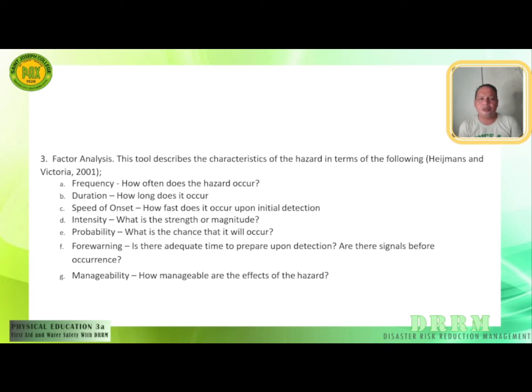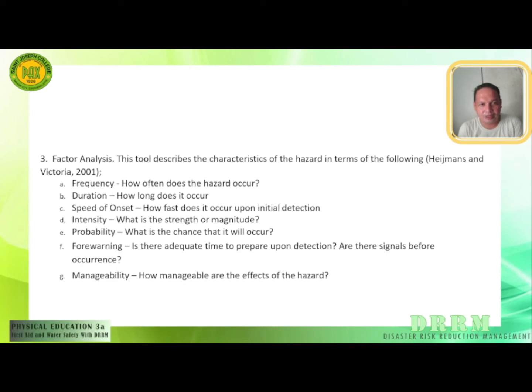Three, factor analysis. This tool determines or describes the characteristics of the hazard in terms of the following. A, frequency: how often does the hazard occur in a year? How many times have you experienced that certain kind of hazard? B, duration: how long does it occur? Like 1 day, 2 days, or hours. C, speed of onset: how fast does it occur upon the initial detection? For example, a low pressure area on a wider scale is detected in the Pacific Ocean, and how many hours before it reaches or hits the land of the Philippine area.